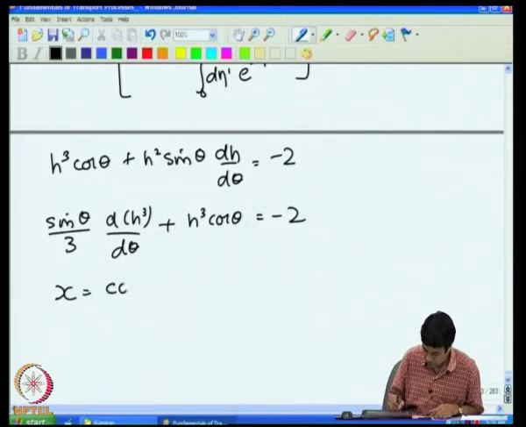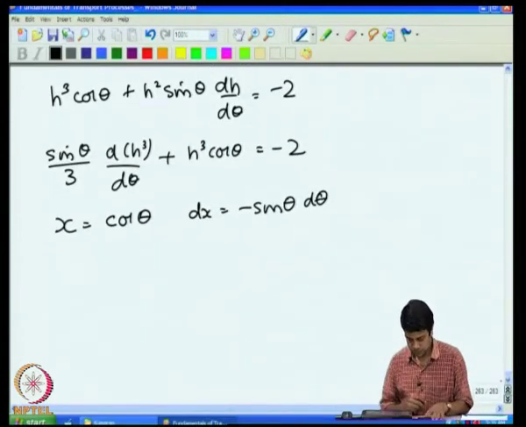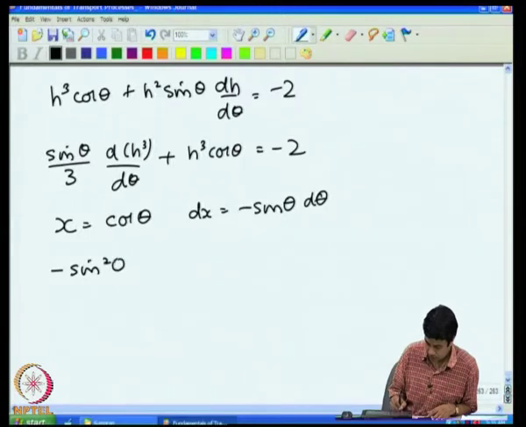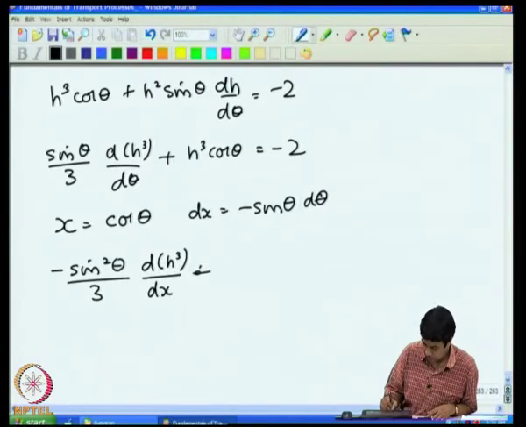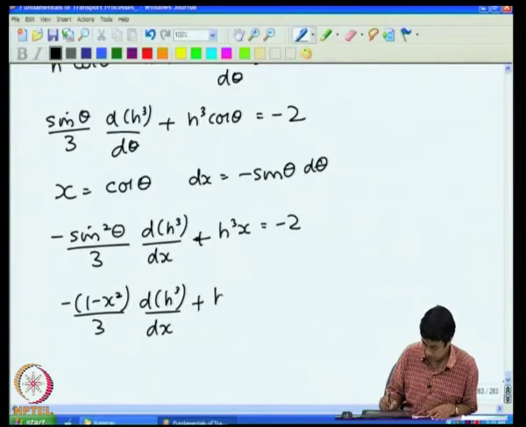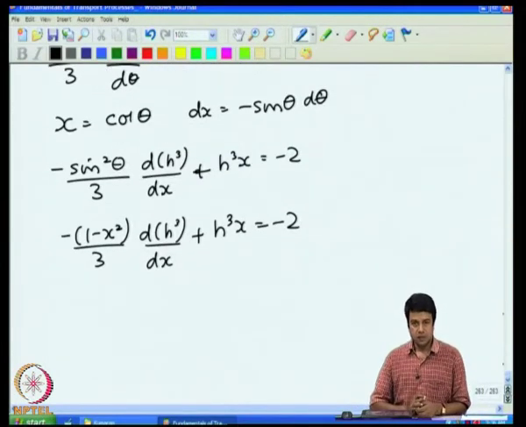x is equal to cos theta, which means that dx is equal to minus sin theta d theta. So, with this substitution, this will become minus sin squared theta by 3 d of h cubed by dx plus h cubed x is equal to minus 2, or minus of (1 minus x squared) by 3 d of h cubed by dx plus h cubed x is equal to minus 2. So, this is an inhomogeneous equation that we have to solve for h cubed.